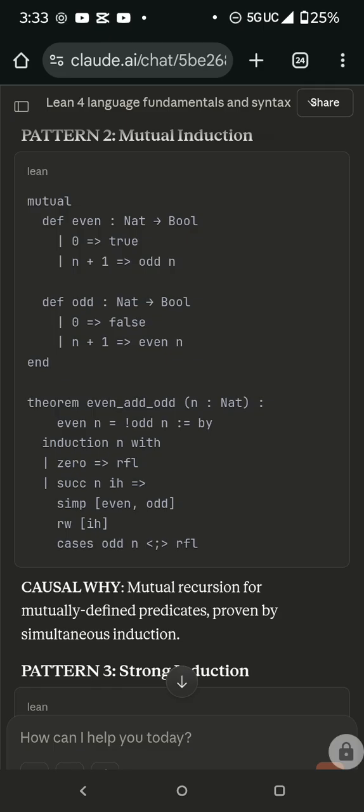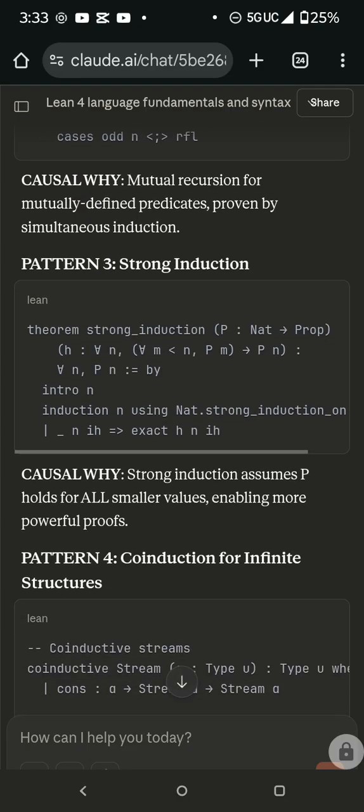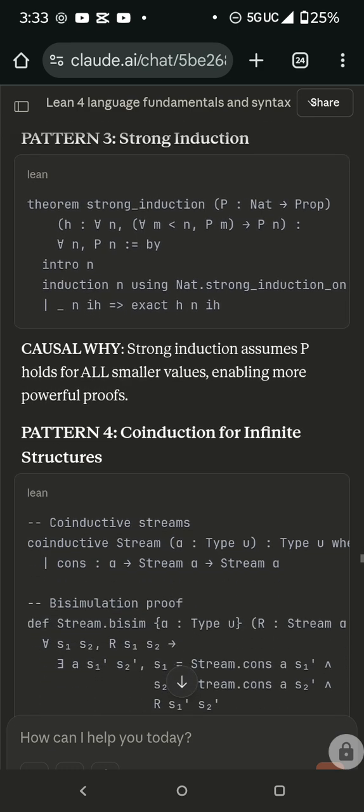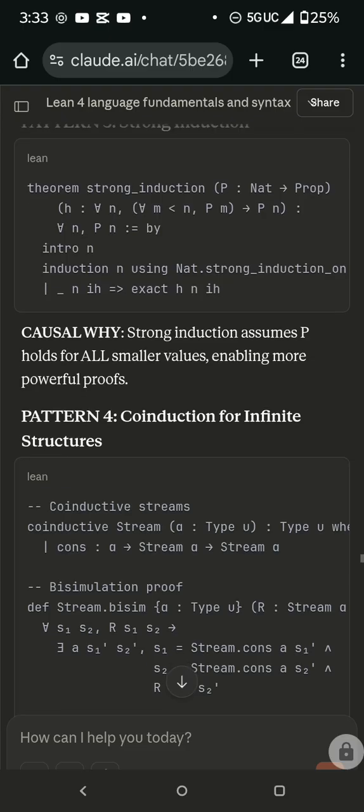Hey, my instinct and intuition are telling me, how possible is this to even sort of invoke and involve in what may be eventually successful proofs on these frontier problems? You know what I'm talking about, the big famous unsolved problems continuing. Pattern 3, strong induction. Causally, strong induction assumes P holds for all smaller values, enabling more powerful proofs. That's what we want. Take notes wherever we have a team or whatever.